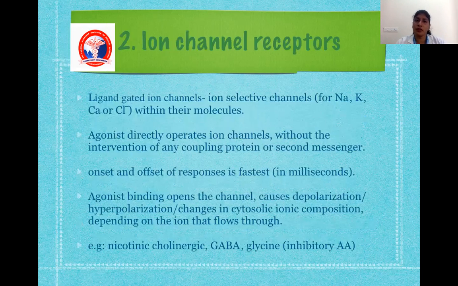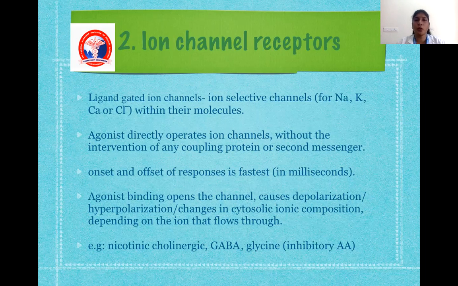Apart from the GPCR, what other type of receptor exists in the body? Ion channel receptors. What are those ion channel receptors? Those are ligand-gated ion channels, which are selective to specific ions, and allow these ions to move out of the cell or enter into the cell, depending on their osmolarity and so on. So the agonist directly operates the ion channels without the intervention of any G protein or second messengers.